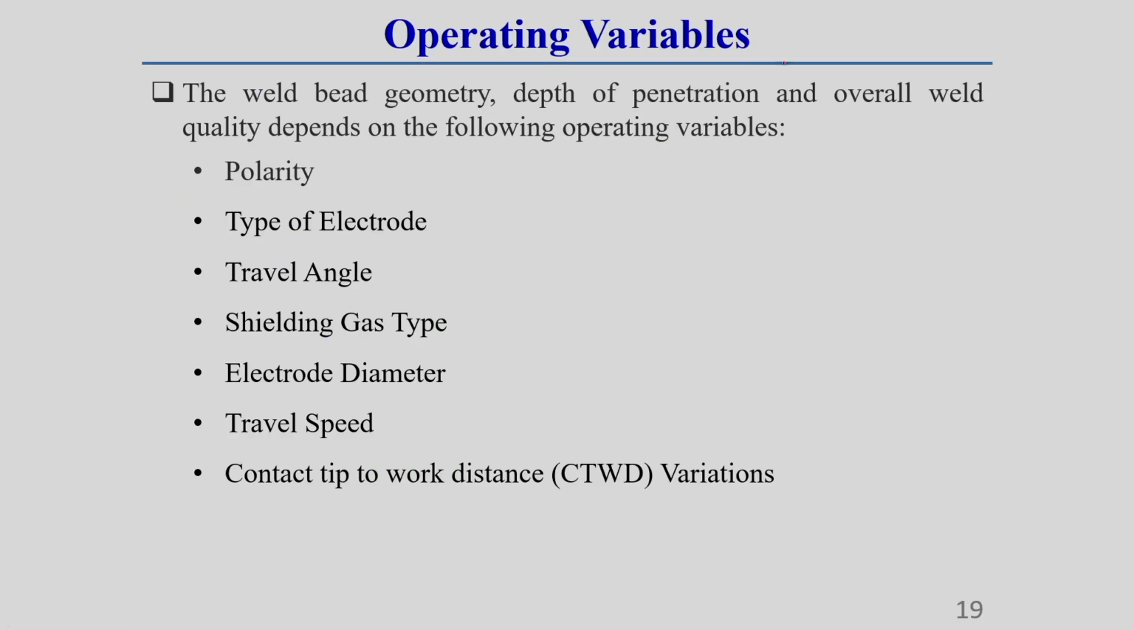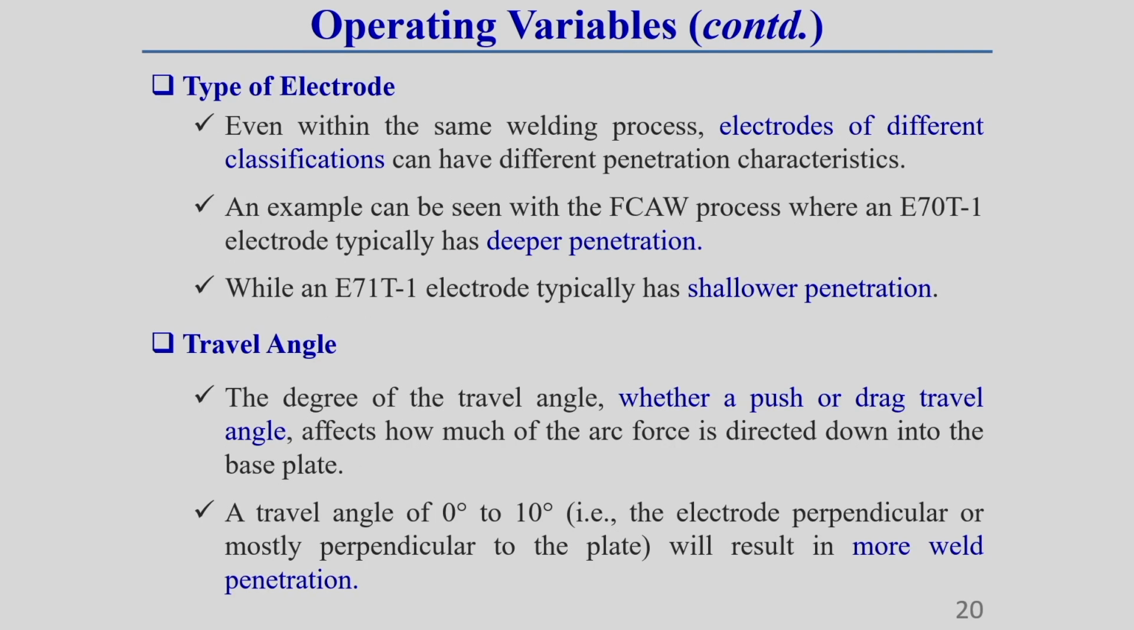Now, operating variables, you see these are the main operating variables of this welding process. One is called polarity, another one is type of electrode, travel angle, shielding gas type, electrode diameter, travel speed, and CTWD, where C represents contact, T represents tip, W represents work, and D represents distance. So, these are the main operating variables of this welding process. Okay. Now, I will discuss one by one about these operating variables.